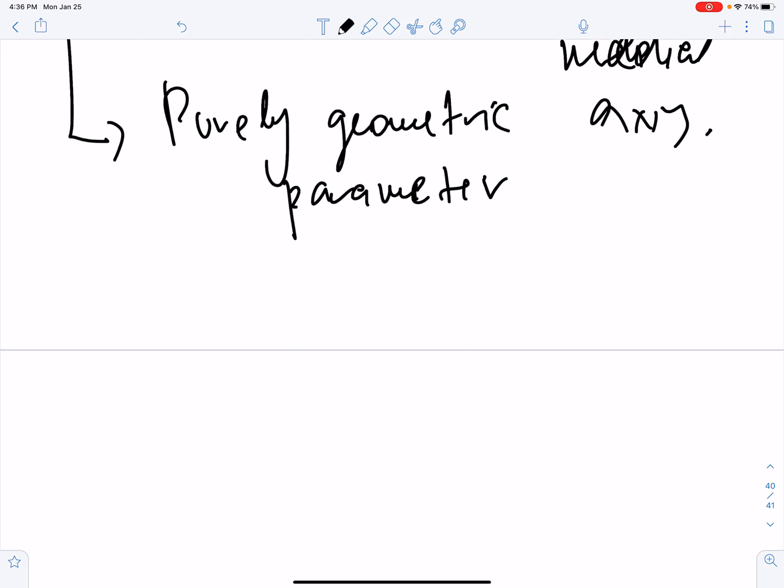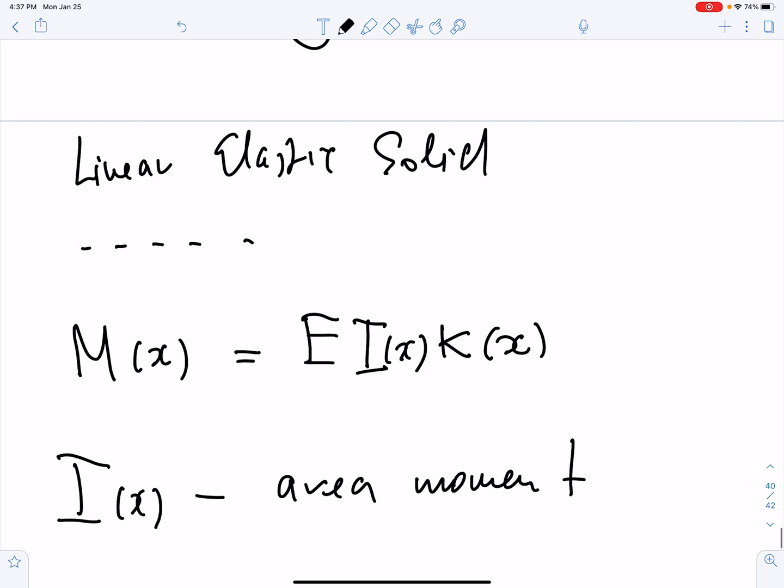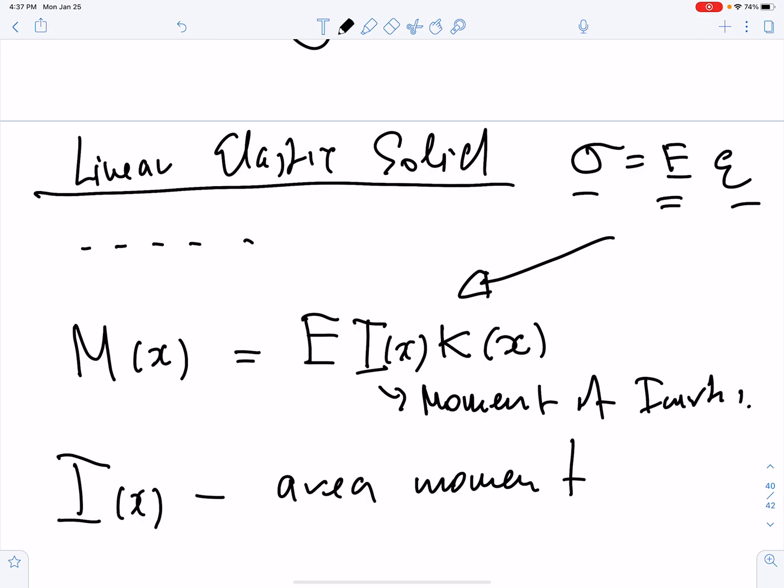And it can be computed for any cross section. So you're not only limited to beams with rectangular cross sections or cross sections with some symmetry, you can do whatever you like. Basically a linear elastic solid, remember, was sigma equals E epsilon, but now in some sort of tensorial form. After some derivation, you can arrive at this. So M is the moment, I is the area moment or moment of inertia, and kappa sub x is curvature.